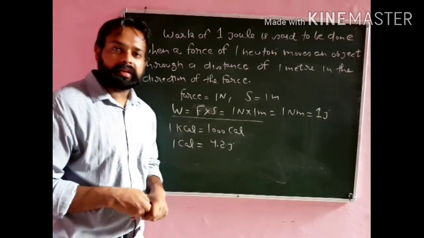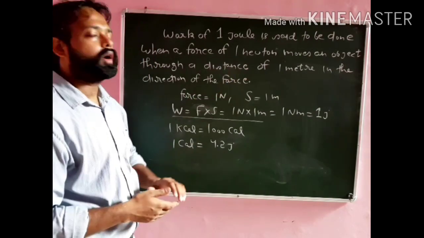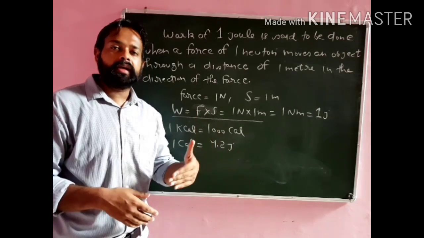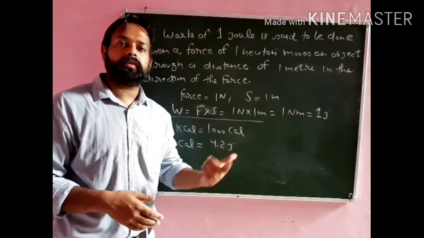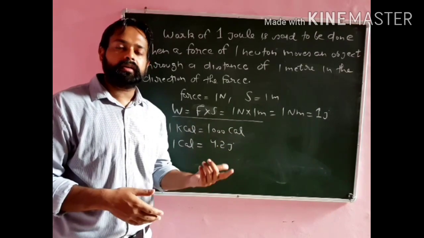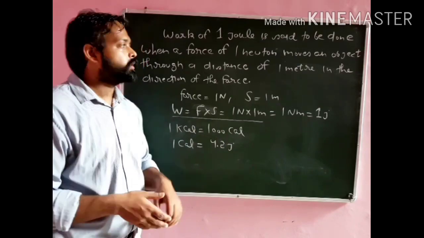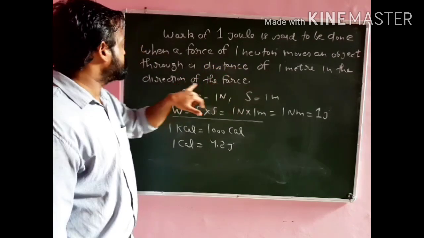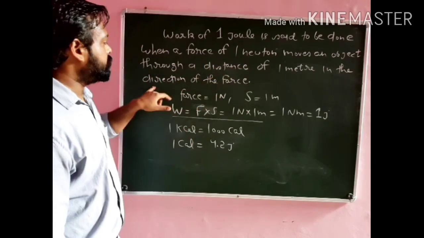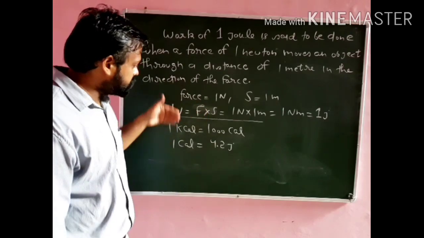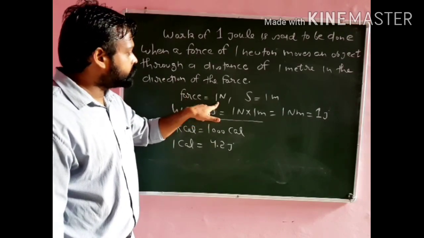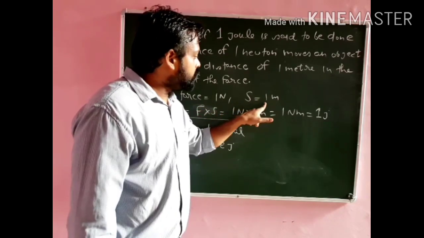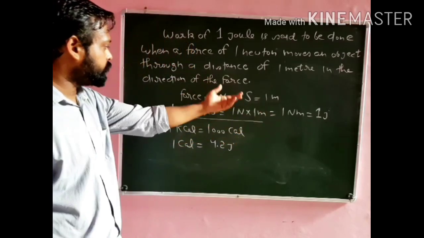So now the next concept is 1 joule of work. How can we say that we are doing 1 joule of work? When a force of 1 Newton is applied on an object and the object is displaced by only 1 meter of distance, in that case we can say that 1 joule of work is done. So work of 1 joule is said to be done when a force of 1 Newton moves an object through a distance of 1 meter in the direction of the force. I also explained this in the example. So I am applying a force of 1 Newton on an object and the object is displaced, where S stands for the distance, by only 1 meter. Then we put the values in the formula.